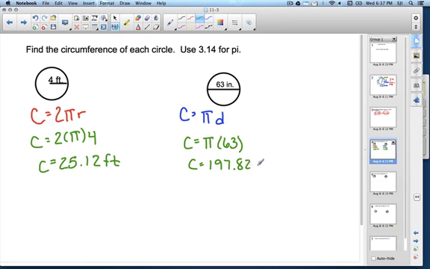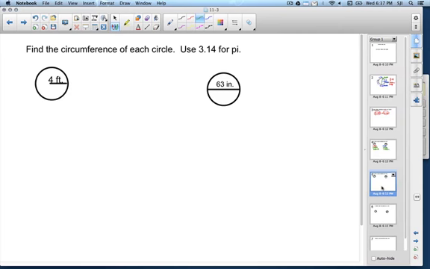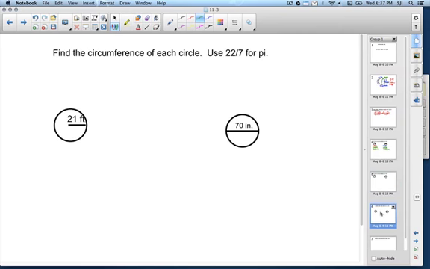197.82. Don't forget to label it inches. So if you were to walk around a circle that had a diameter of 63 inches, it would be 197.82 inches. Here's our next question. It says find the circumference of each circle, and this time we're going to use the fraction 22/7 for pi.